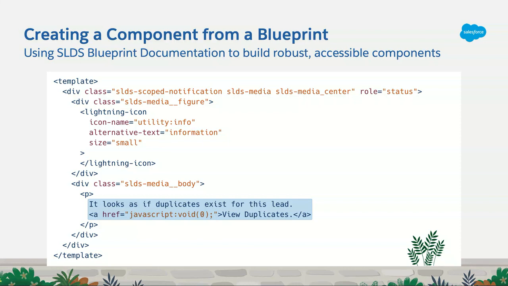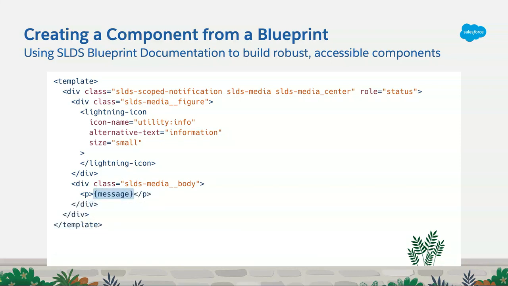So the next thing we want to address, bringing our component blueprints to life, is the component messaging. The example came with this paragraph here, but that's not what we want for every case. We want it to be dynamic for each instance of that component. So we replace that markup with a variable.